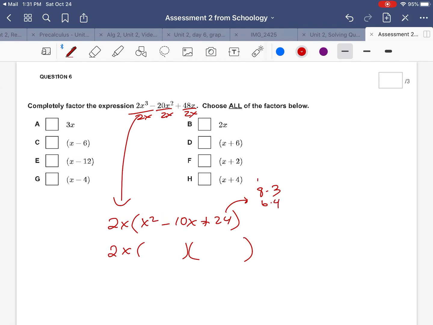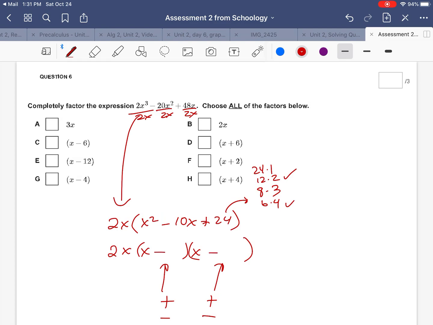8 and 3, 6 and 4, 12 and 2, 24 and 1. I also have to make 10 in the middle. Now, you notice that there's a couple things here that would make 10 conceivably, like 12 minus 2 and 6 plus 4. But when I look at my problem, it's a positive 24, so that means my signs have to be the same, either 2 pluses or 2 minuses. Well, when I look at the negative 10, I know that I better choose 2 negatives.